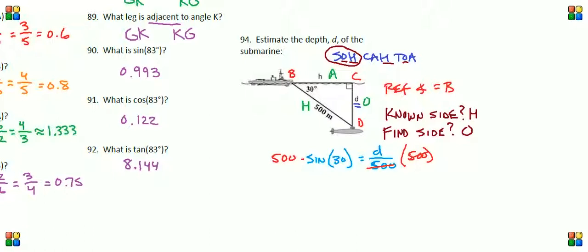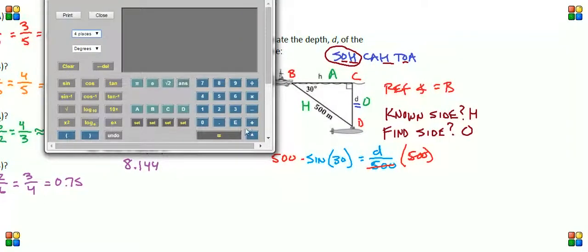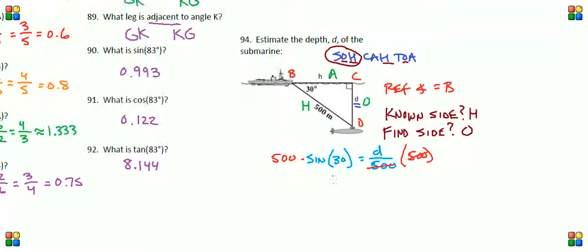Let's go ahead and figure that out. I'll clear this. We've got 500 times the sine of 30 degrees, and that is equal to exactly 250. So we've just figured out that the value of D is exactly 250. Our unit of measure here is meters. So the depth of this submarine is 250 meters.